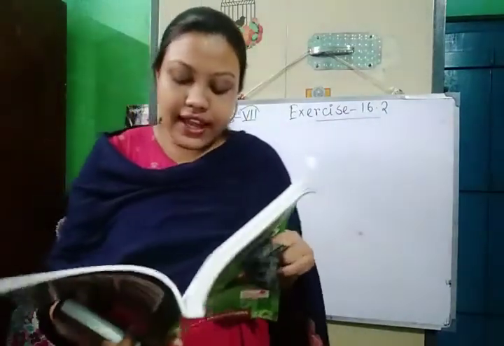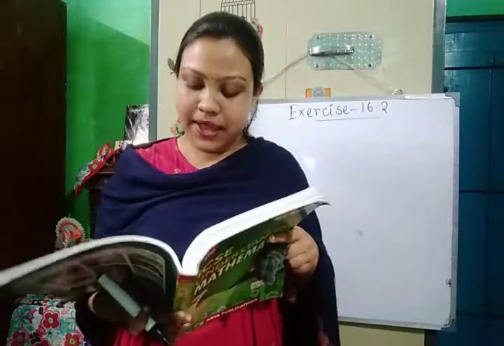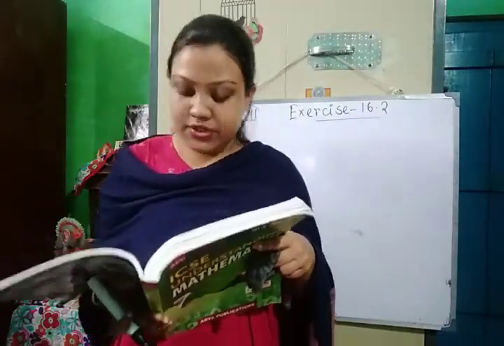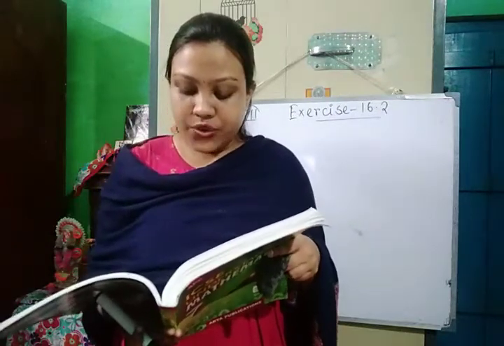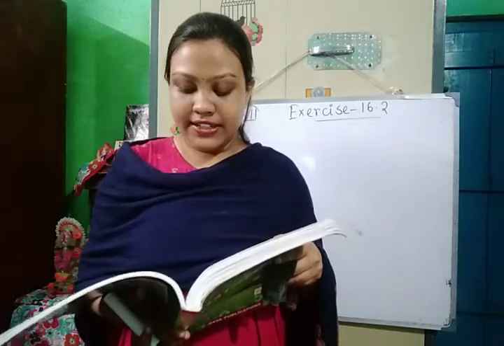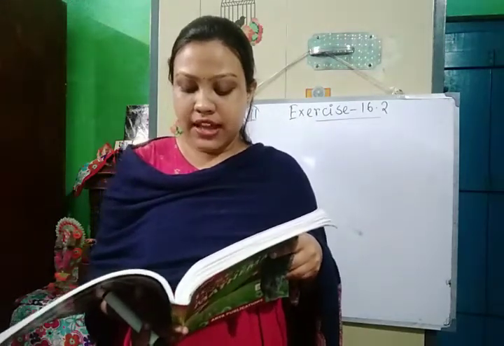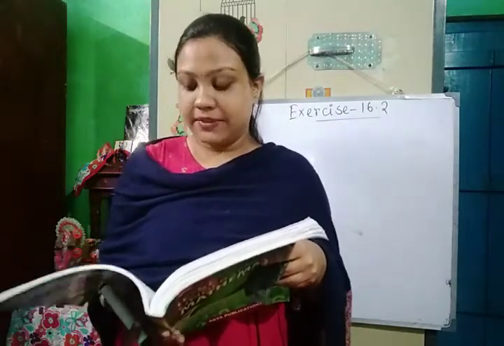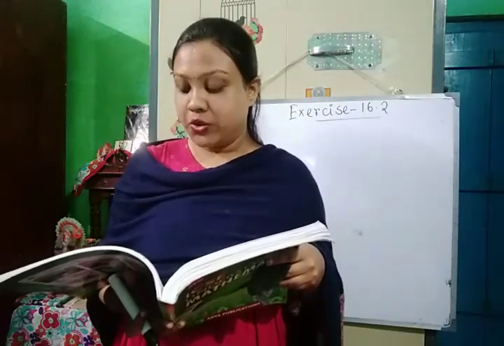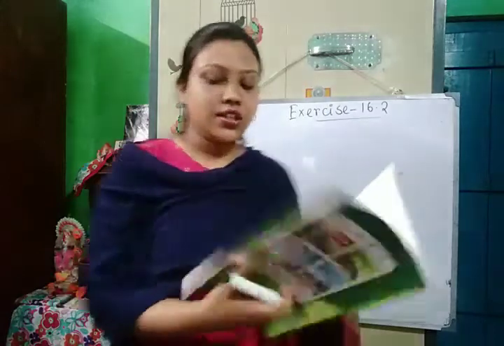Question number 5 is, in the adjoining figure, ABCD is a parallelogram whose two adjacent sides are 6 cm and 4 cm. If the height corresponding to the base AB is 3 cm, then find the area of the parallelogram and the height corresponding to the base AD. Okay. So what will we do? First I am drawing the figure here.